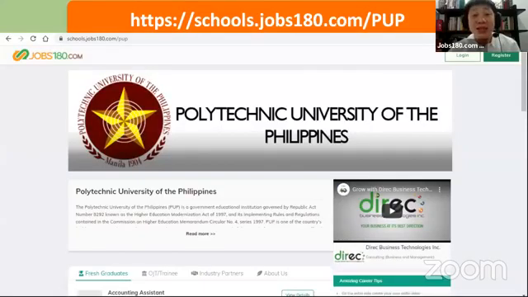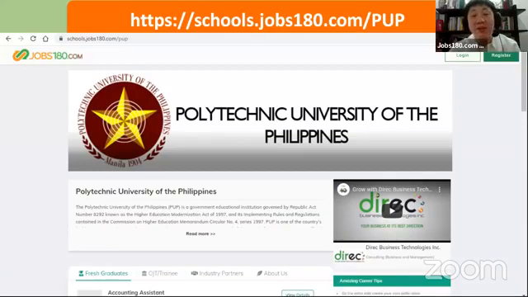And how do you do that? Balik ulit dito sa link na pinakita ko kanina. You can take a screenshot, you can write this down or try to memorize it. This is schools.jobs180.com/PUP. Okay? At this point, hindi mo kailangan mag-register ulit kasi meron ka na account. Ang gagawin mo mag-login. Yan, tama, mag-login na.